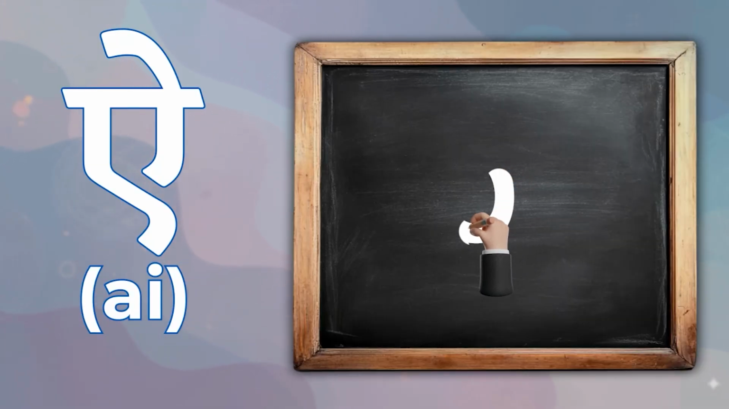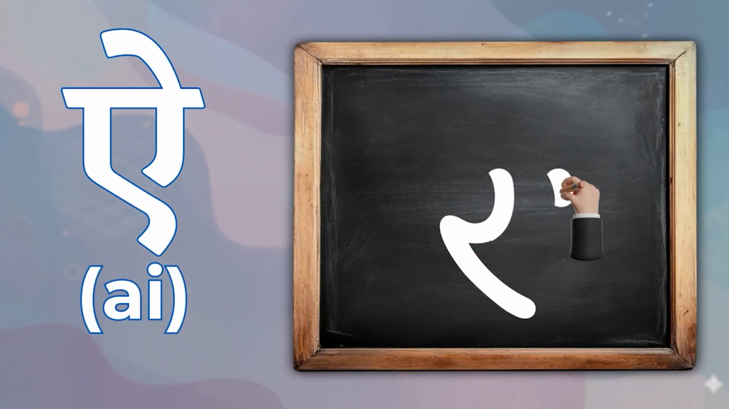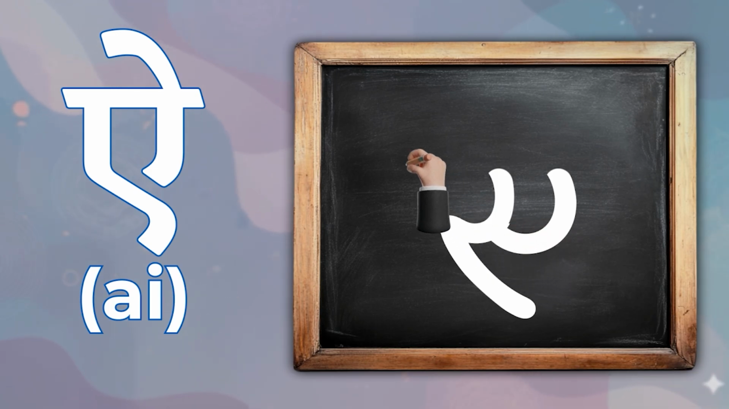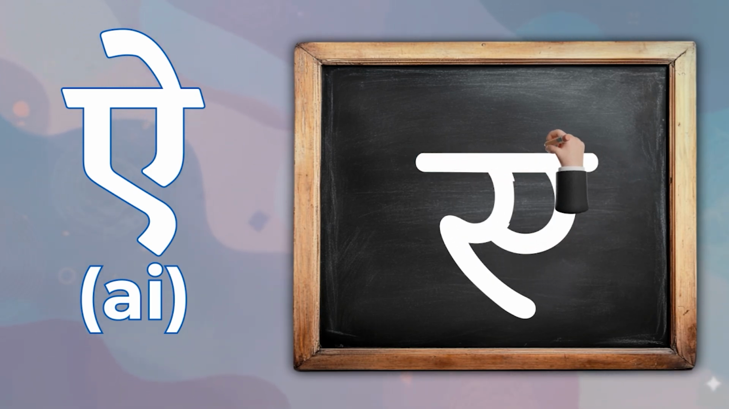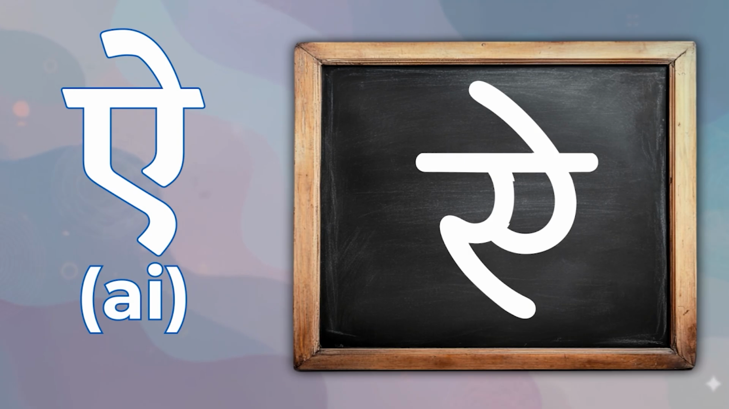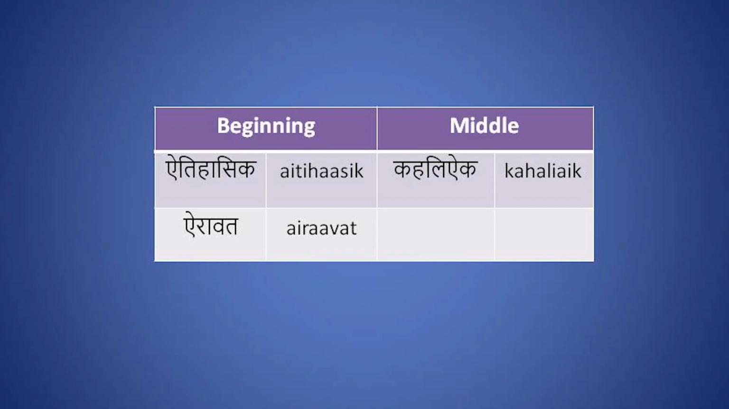The next letter is I. To write this letter, first write the letter A, then draw the Shirorekha and finally draw a small diagonal line over the letter A, and thus the letter I is ready. This letter can be used at any position in the word. Let's look at some examples. ऐतिहासिक, ऐरावत, कोहलियक. With this, we have officially completed our journey through all 11 sets of the Devanagari script.